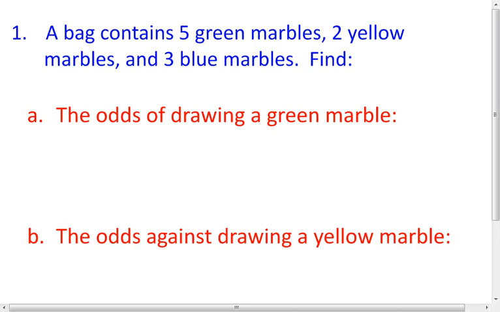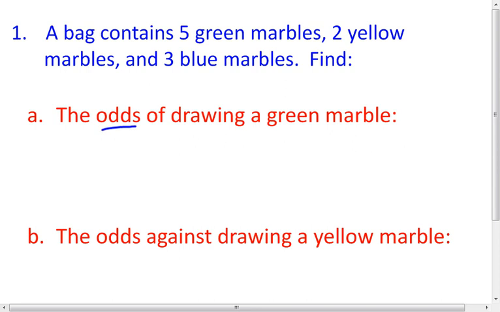All right, you have a bag that contains 5 green, 2 yellow, and 3 blue marbles, and you want to find the odds. I'm going to mix this up for you guys. I'm going to mix it up in your homework. I'm going to mix it up on your test. Sometimes I will ask you to find odds. Sometimes I will ask you to find probability. And I will intermix it throughout all your homework and all your tests. So you really have to pay attention to what I'm asking you for. In this case, I'm asking you for odds.